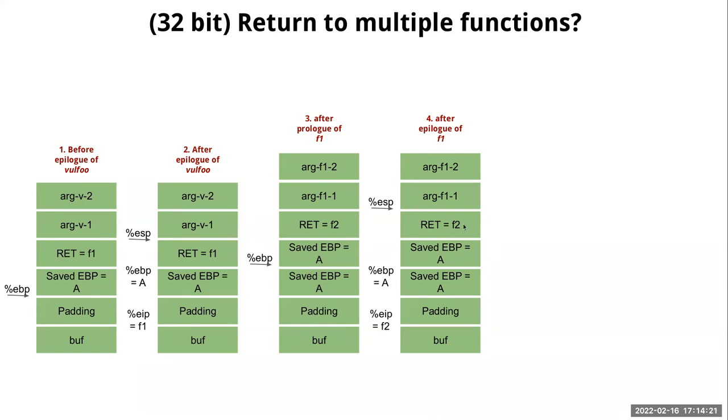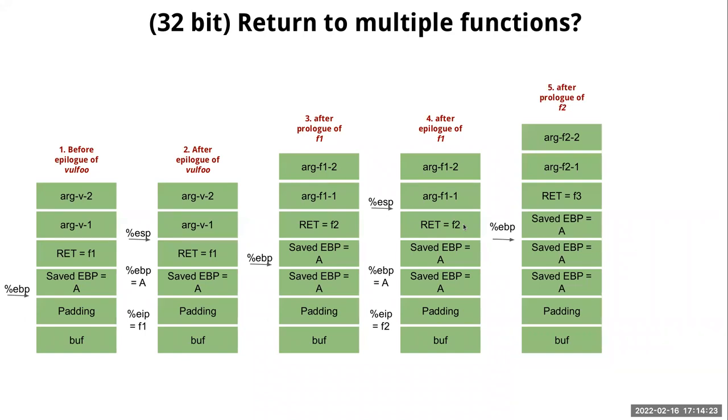If we set here as F2, what will happen is F2 will consider its return address is here. So you can say the return address every time moves up 4 bytes, okay?